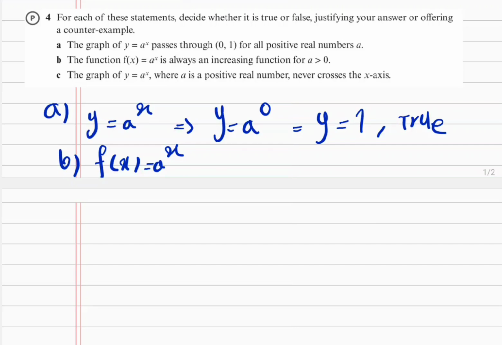But if we consider the case that a is equal to a half, so f(x) equals a half to the power of x, then this is no longer increasing. That's a problem. As you increase the value of x, the function keeps decreasing, because when we increase the power, this number, which is between 0 and 1, just keeps getting smaller and smaller. So it is not increasing. This is just a counterexample.